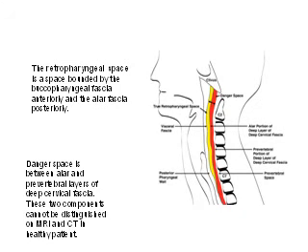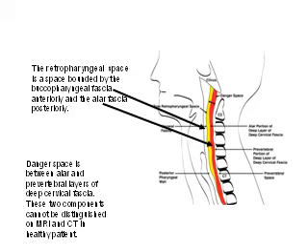The retropharyngeal space is bounded by the buccopharyngeal fascia in front and the alar portion of the deep layer of the deep cervical fascia behind. That is the retropharyngeal space sandwiched in between.